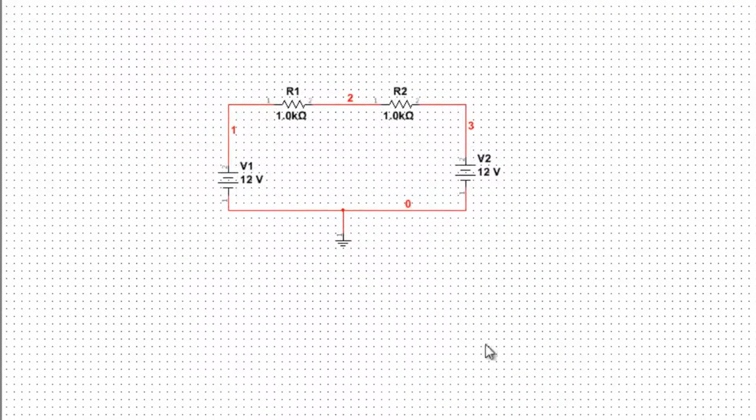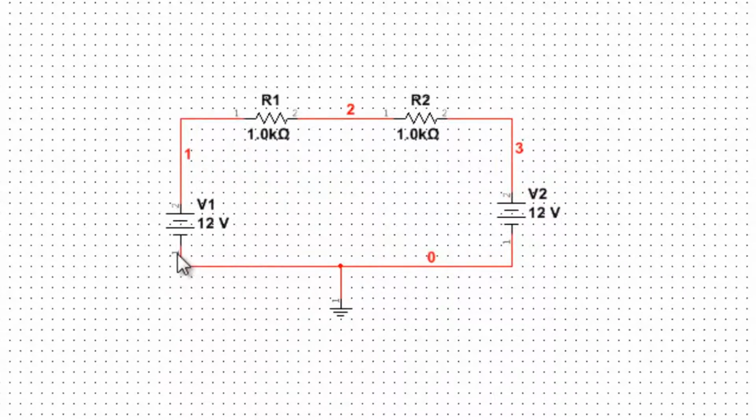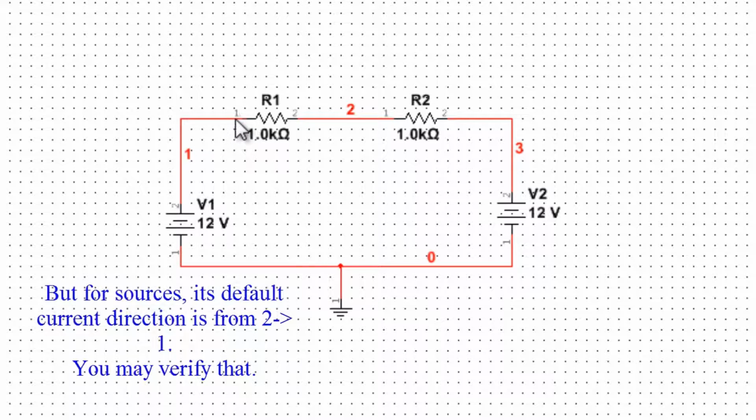You can see all points connected with ground are node 0, the reference point. Other nodes have serial numbers such as 1, 2, 3. We will use these serial numbers later and they are very important. For each two-terminal element, there are two terminals, 1 and 2 respectively. It means that the default current calculated in Multisim flows from terminal 1 to terminal 2.